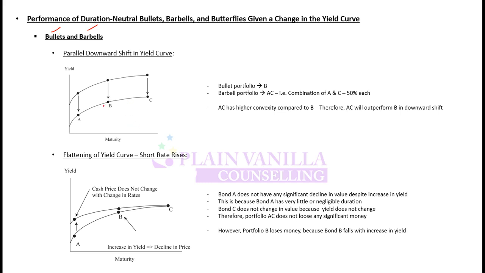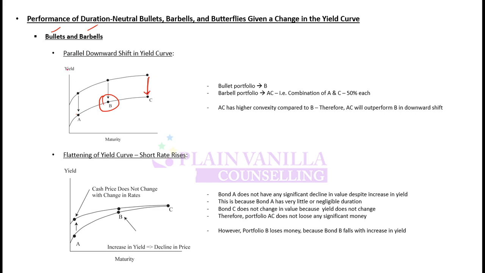So this B is your bullet portfolio and AC is your barbell portfolio. Barbell portfolio is the one that has A as well as C, and bullet portfolio is the one that has B. Clear? Any confusion? So first scenario is parallel downward shift in yield curve.